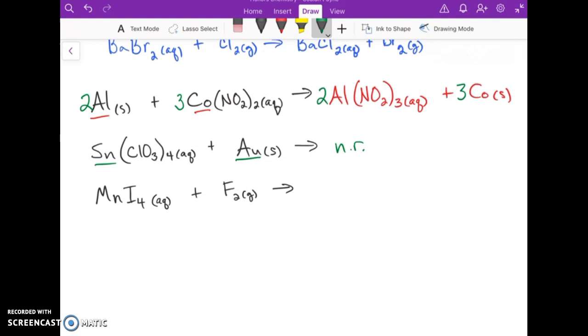And finally, will fluorine be able to replace iodine? And the answer is yes. Fluorine's at the top of group 17, so it can replace anything in that group. So I'm going to get MnF4 because the charge on the manganese is apparently +4. And the iodine is going to be by itself, but it is diatomic. So we got to remember that. And then to balance, I would just put a 2 in front of fluorine and a 2 in front of iodine.